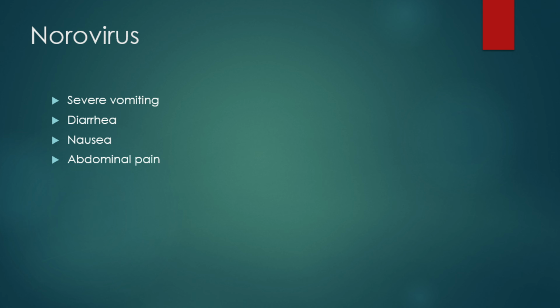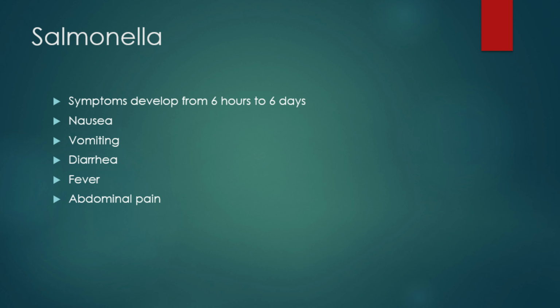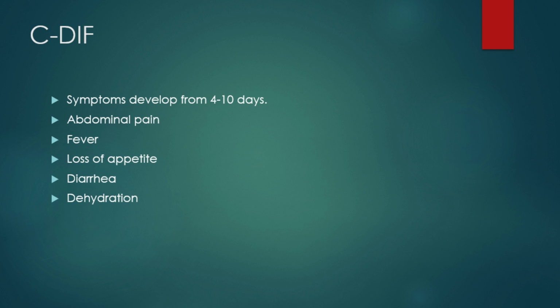Again, norovirus, all the usual suspects. NVD, abdominal pain, severe vomiting. Salmonella, the thing with salmonella is it's hard to detect when and where you got it because there's such a long period where symptoms can develop, between 6 hours and 6 days, right? So if I've got a tough immune system, it might take a little bit longer. If I'm a little bit more susceptible to things, it might not take as long. And C. diff is pretty similar, 4 to 10 days.